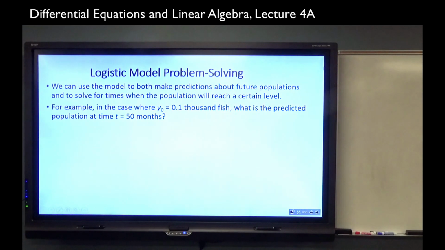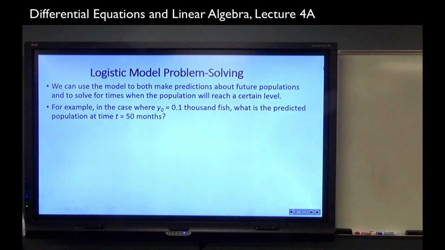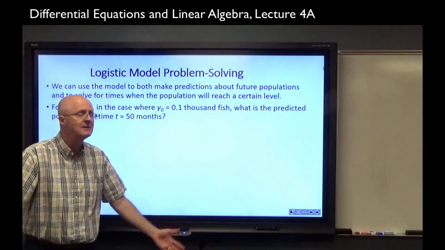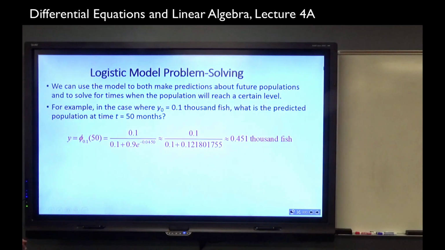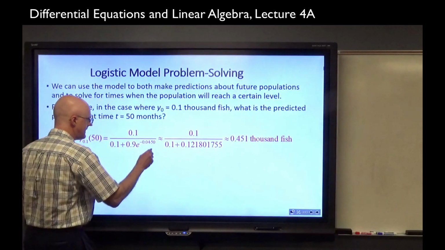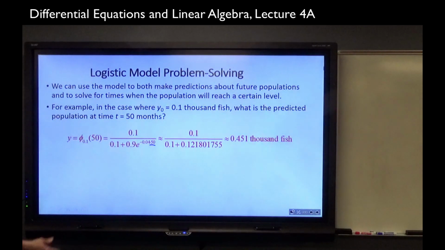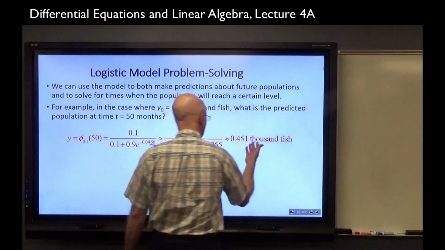For example, when y0 is 0.1 thousand fish, what's the predicted population at time equals 50 months? Think about that. All you have to do is plug in 50 for t into that formula. There you go. Replace t with 50 right here. Go ahead and give this a try. Pause the video. You get an estimate of 0.451 thousand fish.